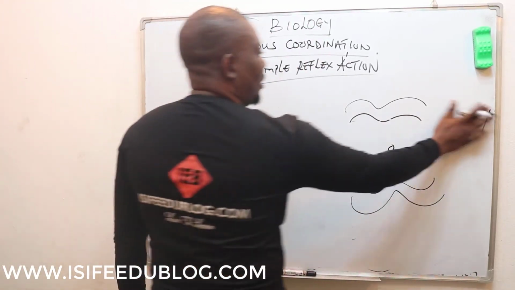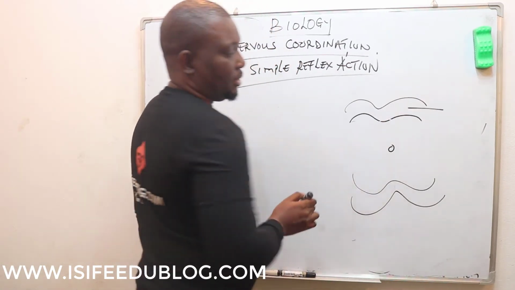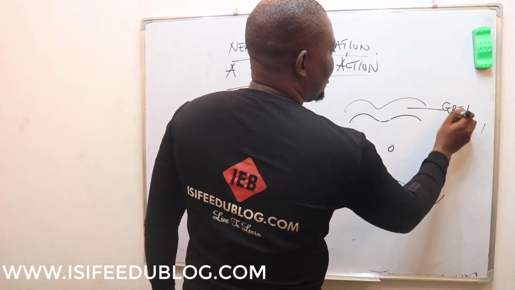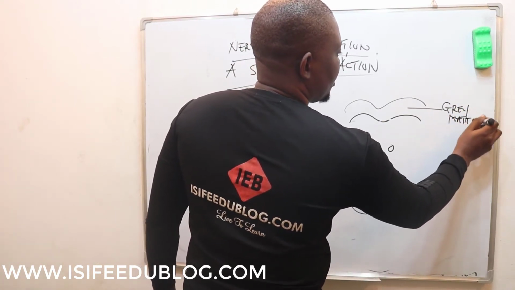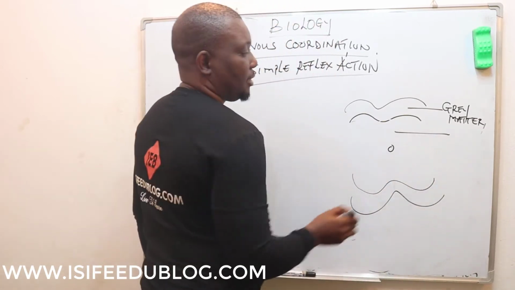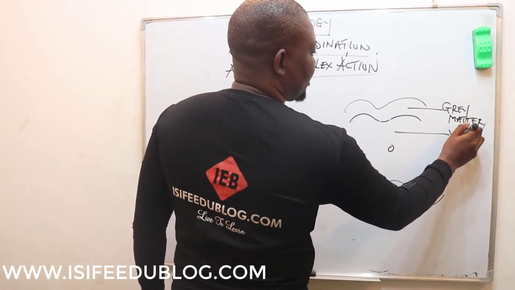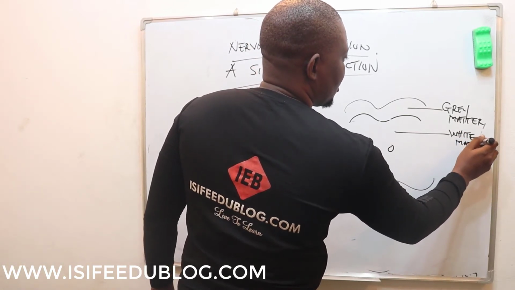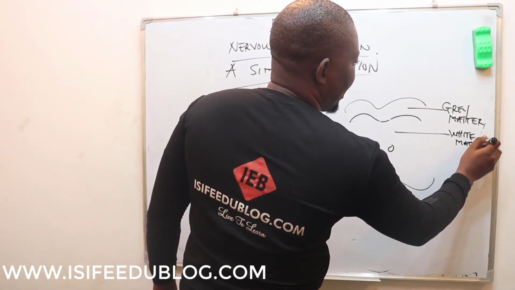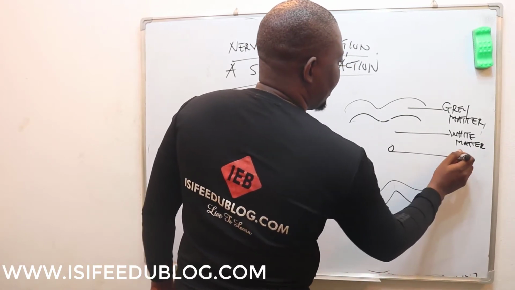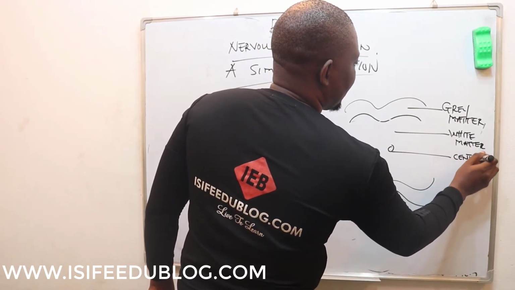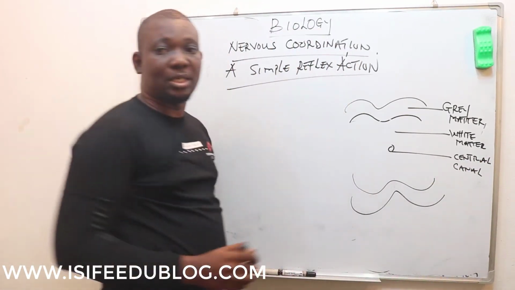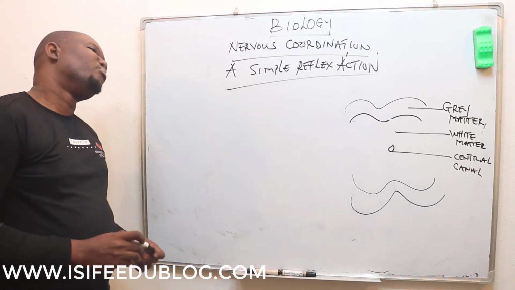So I can label what I have already. This is the gray portion, so I can call it gray matter. And here is white matter. And here, central canal. This is where you see your cerebrospinal fluid, in the central canal.